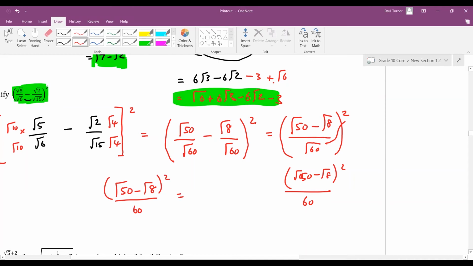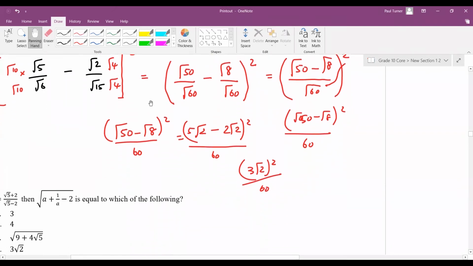So remember, you're trying to do this without a calculator. So root 50 is 25 times 2, so 5 root 2, okay? And root 8 is 2 root 2. Squared on 60. So 5 root 2 minus 2 root 2 would be 3 root 2 squared on 60. You see how long this takes?